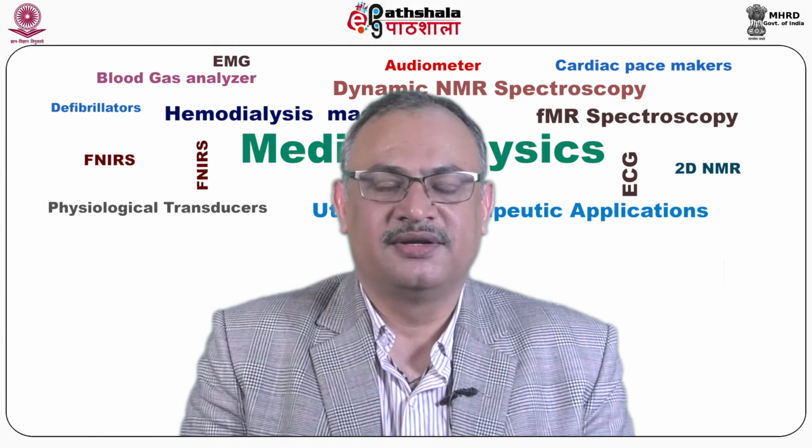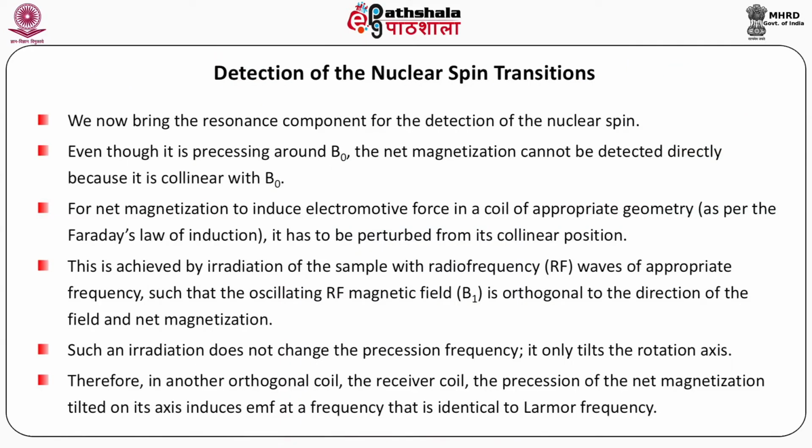Now, detection of nuclear spin transitions. We now bring in the resonance component for the detection of the nuclear spin. Even though it is precessing around B0, the net magnetization cannot be detected directly because it is collinear with B0. For net magnetization to induce electromotive force in a coil of appropriate geometry, as per Faraday's law of induction, it has to be perturbed from its collinear position.